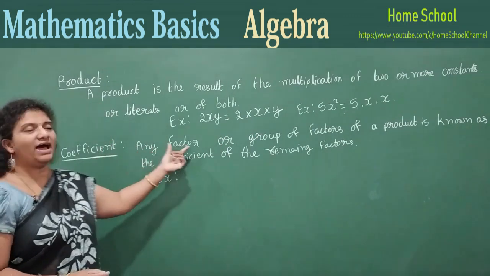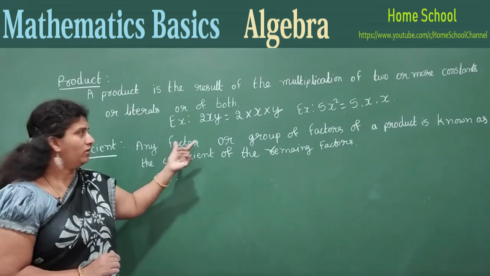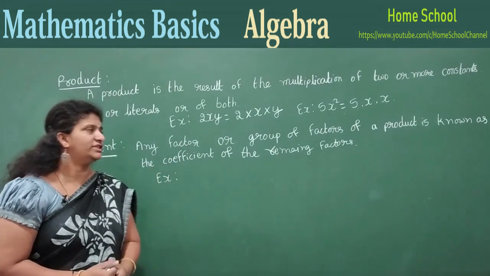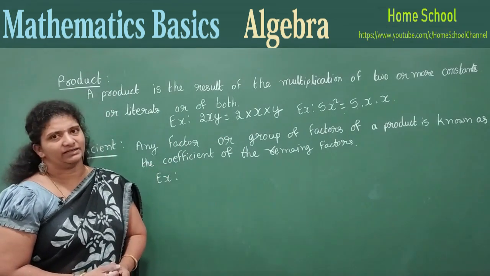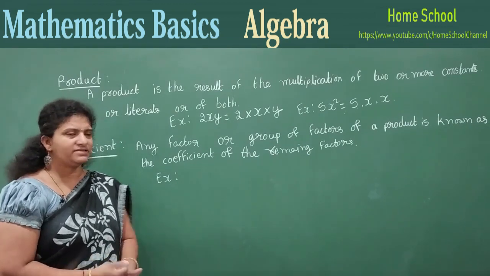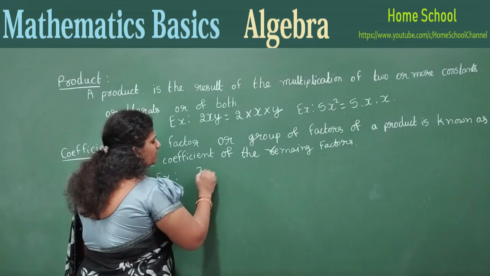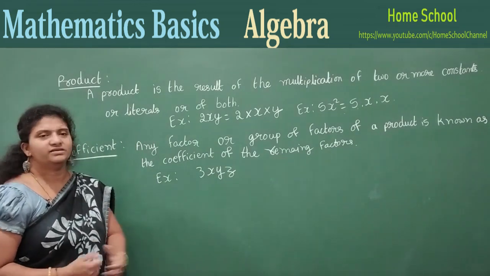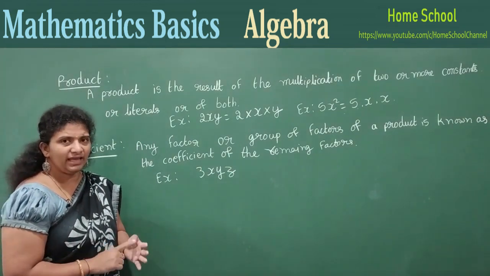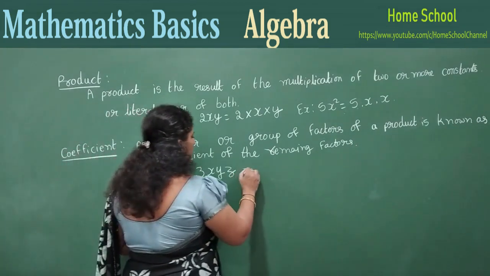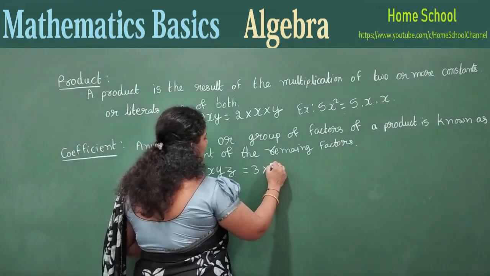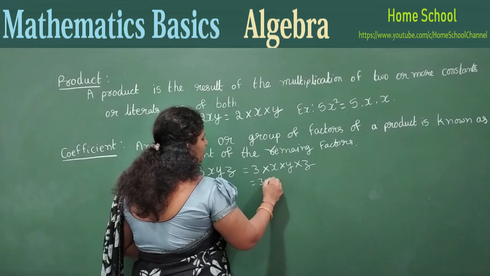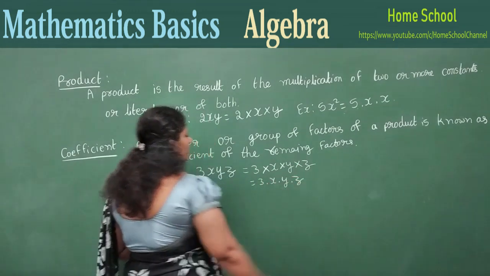Coefficient. Any factor or a group of factors of a product is known as the coefficient of the remaining factors. What does the statement indicate? Suppose, let me take one example. 3xyz. Split this into factors, children. Look here, the product I am writing here. Separate 3 into x into y into z, right? Or you may write this as 3 dot x dot y dot z also.